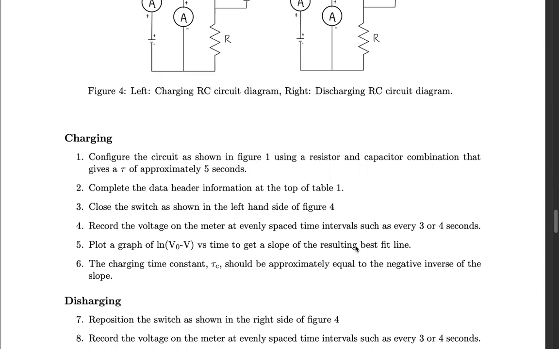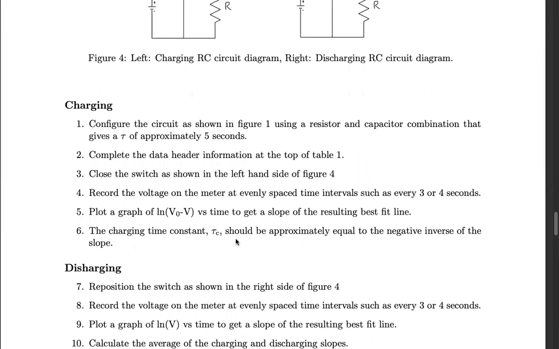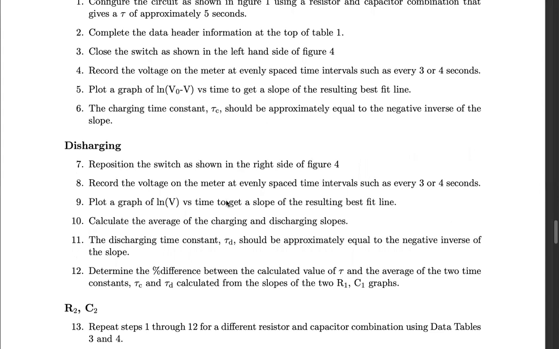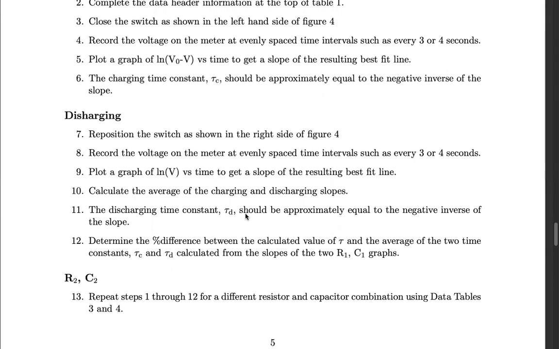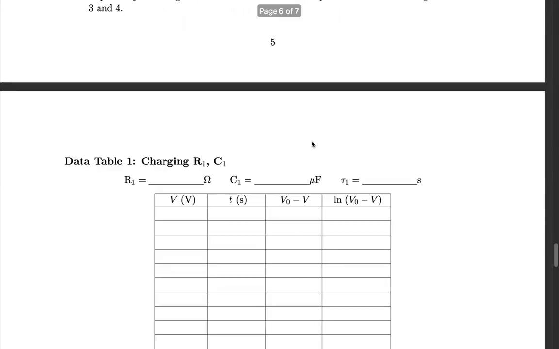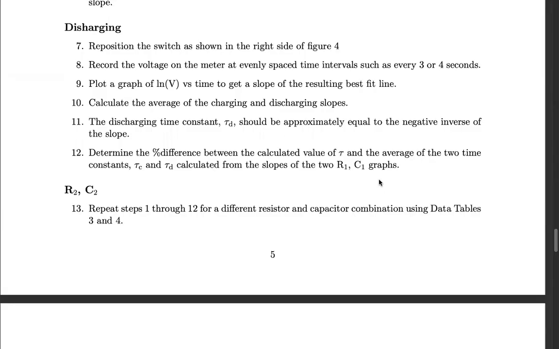You plot a graph to get a best fit line. The charging time constant tau charge should be approximately equal to the negative inverse of the slope. You do the same thing for the discharge. The discharging time constant, tau discharge, should be approximately equal to the negative inverse of the slope. And then you determine the percent difference between the calculated value of tau that you put on your paper, that's this value here, and the average of the two time constants, tau charge and tau discharge, calculated from the slopes of the two R1 C1 graphs.